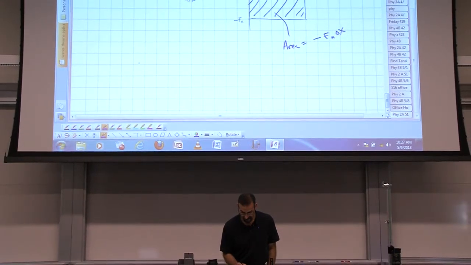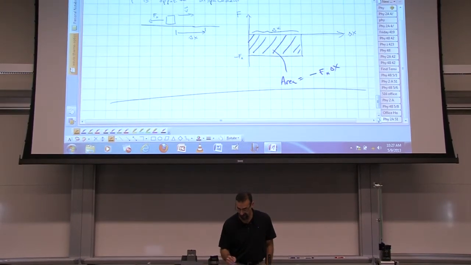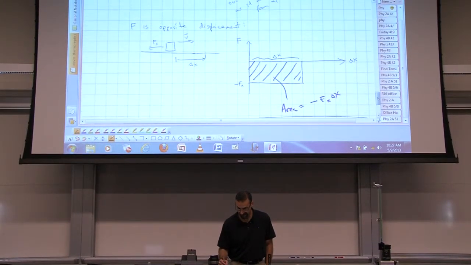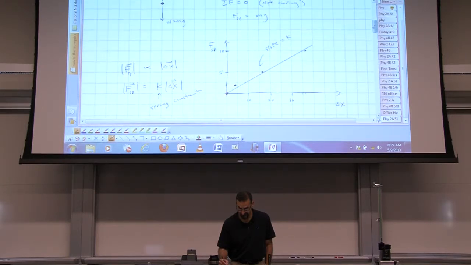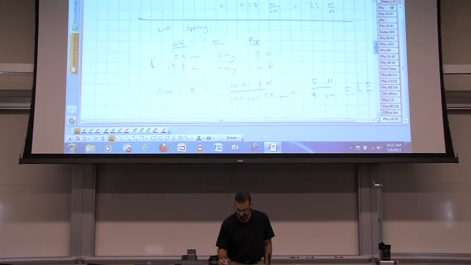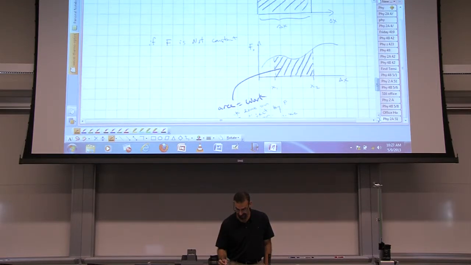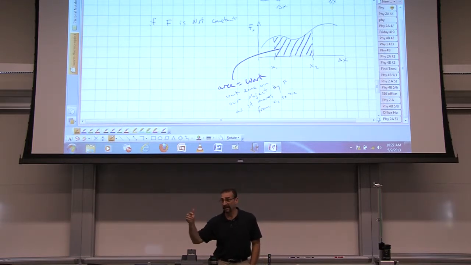All right? So we just drew a curve, F versus delta x, didn't we? For our spring. So how do you find the area under a curve? You have to integrate, right? That's what an integral is. You're finding the area under a curve.